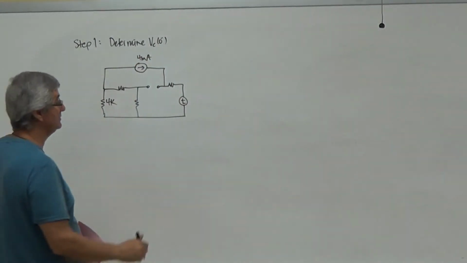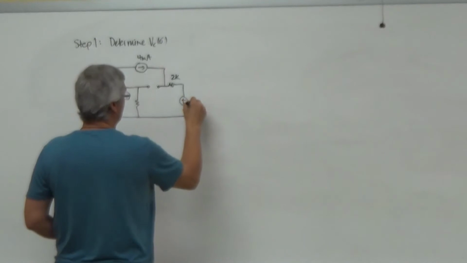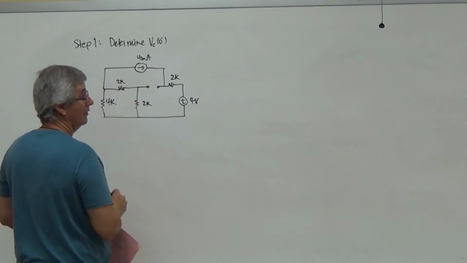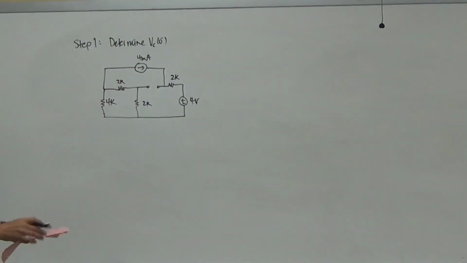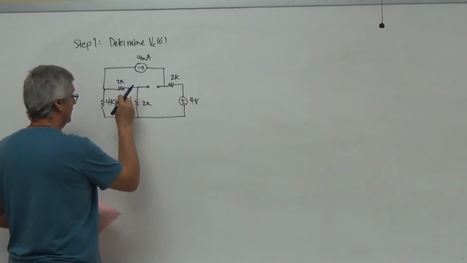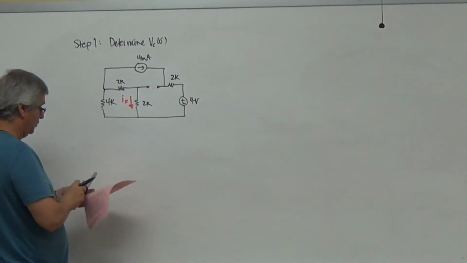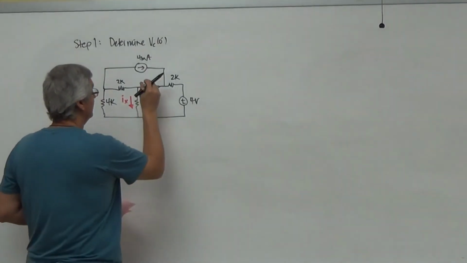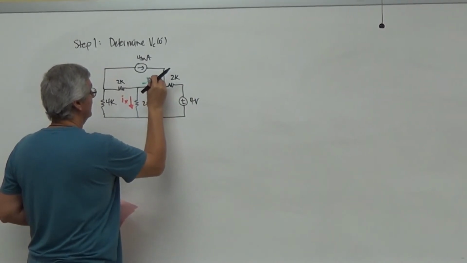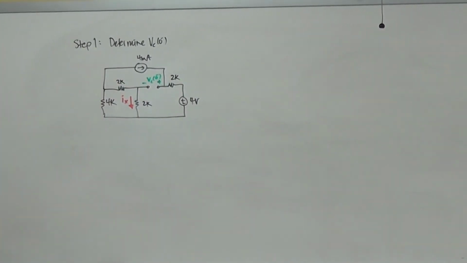So this is what my circuit looks like. Okay, so it is true that we got to go after this guy right here. But the way we get that is we got to get what? I'm going to assume that this is positive and that's negative for VC of 0 minus. Okay? So, how would you solve for that VC of 0 minus?